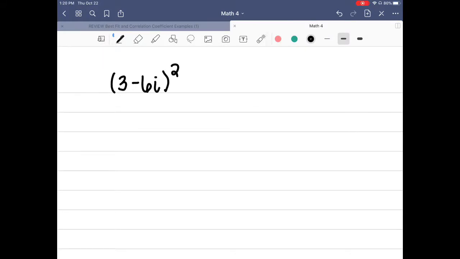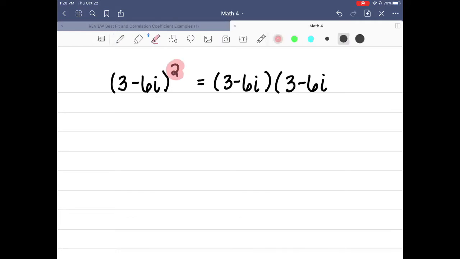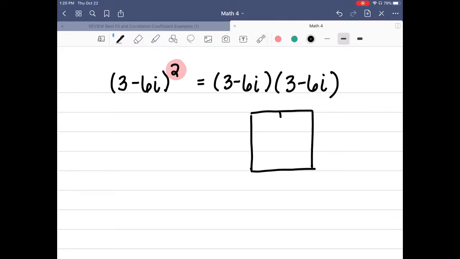All right, so for this example, it looks like we have 1 parentheses, but I have parentheses squared, which means that I'm going to have that same binomial inside the parentheses multiplied twice. So when you have a parentheses squared, as I have right here, you're going to write that parentheses twice and then multiply. So again, we're going to do that box method. So we're going to have 3 and negative 6i and 3 and negative 6i again. And we're going to multiply.